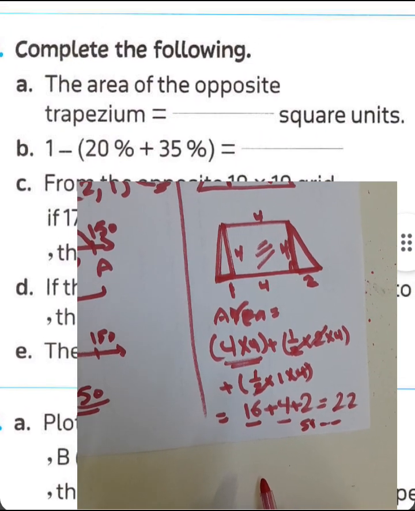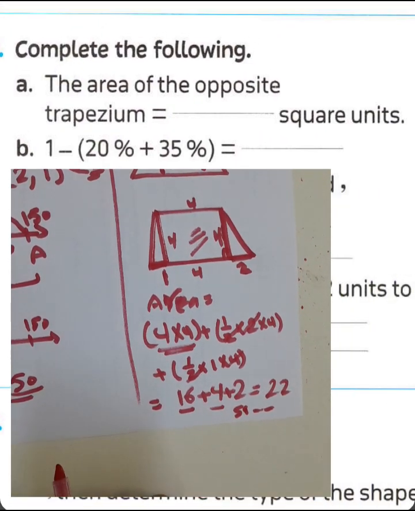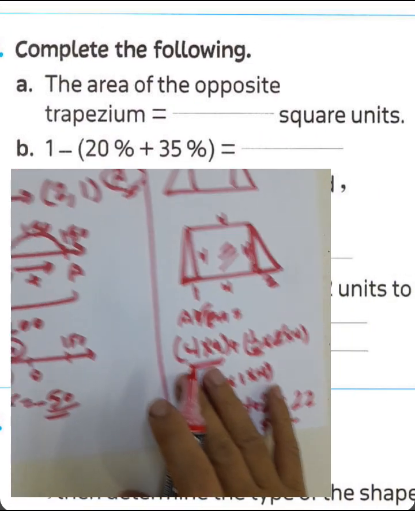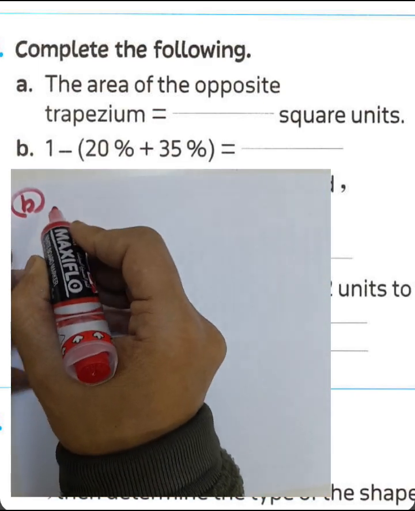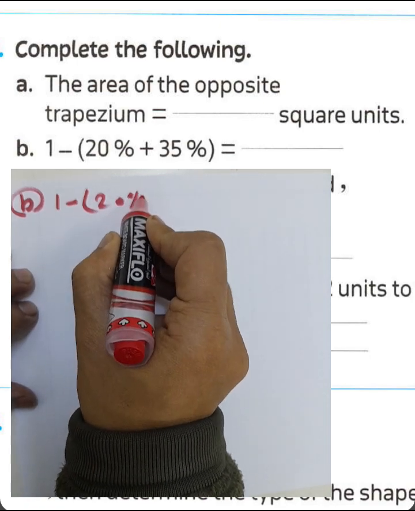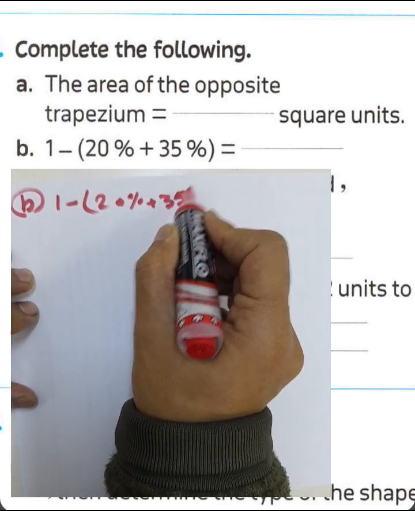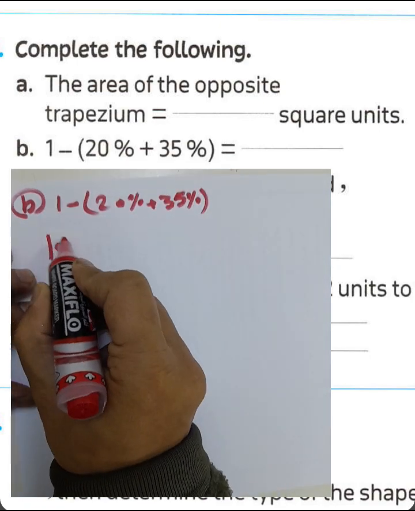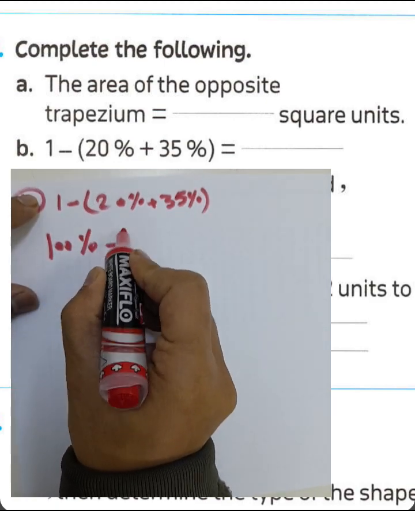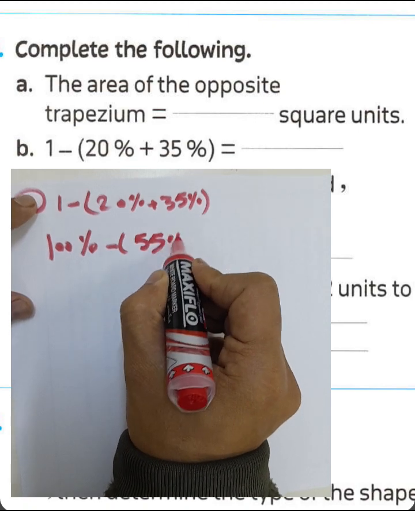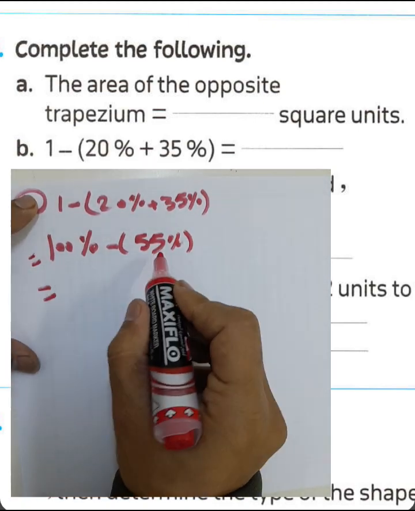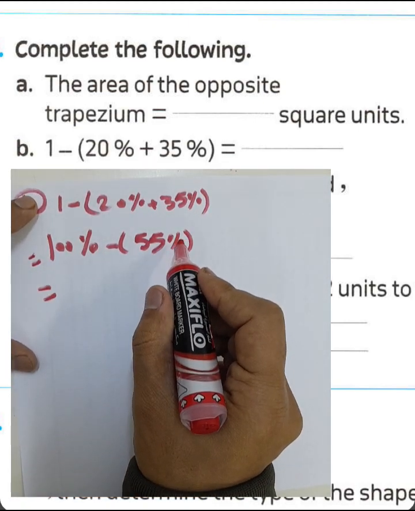Question letter B, complete here. 1 subtract 20% plus 35%. Letter B, 1 subtract 20% plus 35%. We know 1 equals 100%. Subtract the sum of them, 20 plus 35, it will be 55%. And the result will be 100 subtract 55.